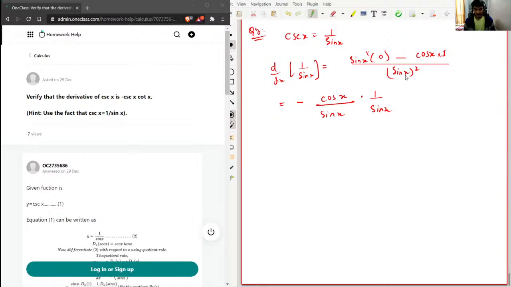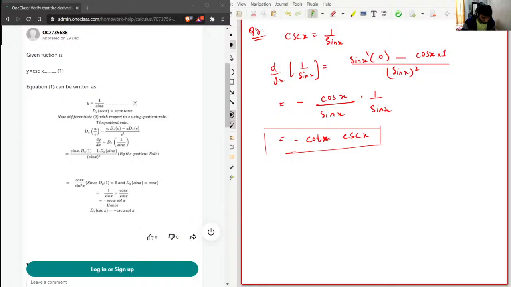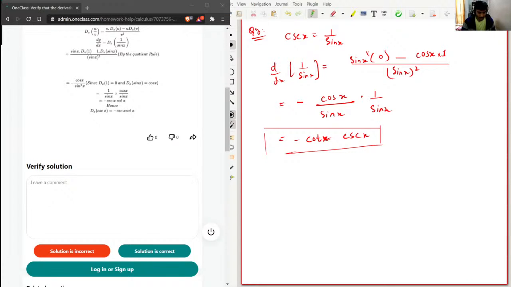I can just split this sine x whole square in two terms, so this will become 1 over sine x, so this will become minus cotangent x, and this will be cosecant x. Let's just check the solution given here also. They have also given the same solution. So yeah, this solution is correct. Good work.